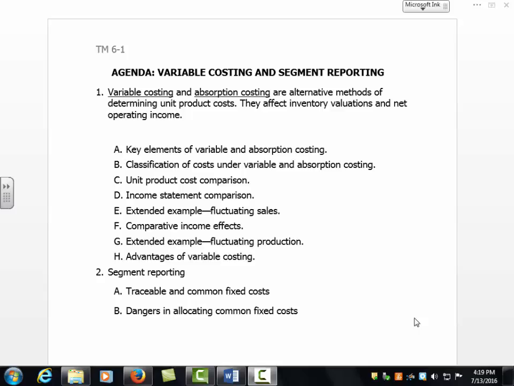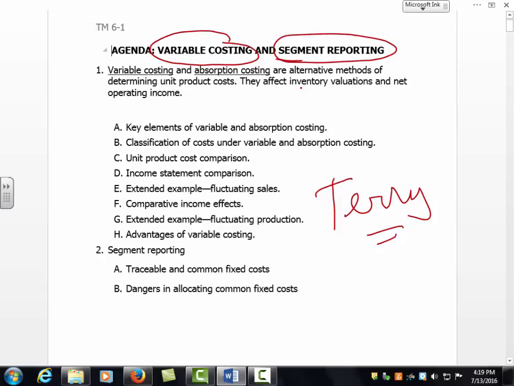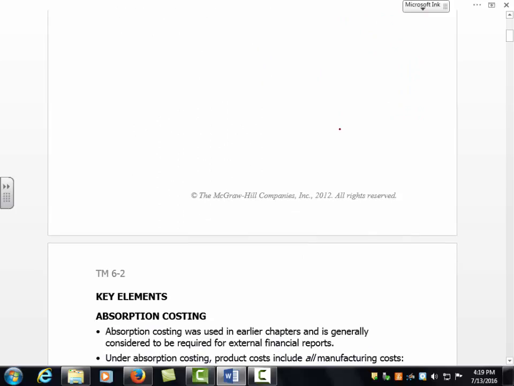Hi, this is Terry, and we're going to do two topics, but I think what I'll do is split them into two different videos. So the first one is going to be the variable costing, and then a separate video will be segment reporting. So we'll just continue on with variable costing for this chapter.